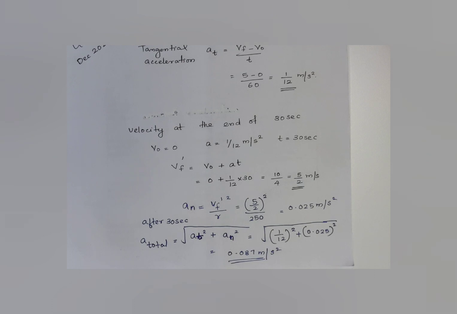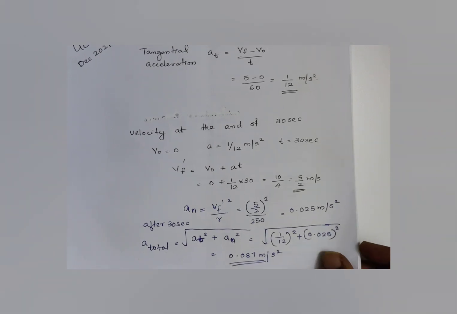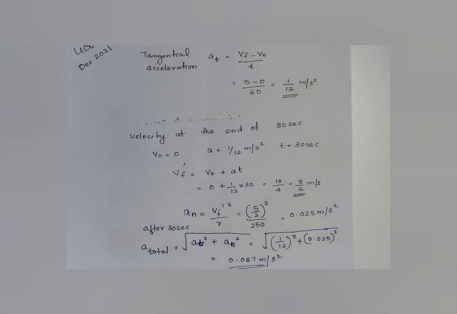Then you have to calculate the total acceleration. Total acceleration is equal to the square root of at square plus an square, that is equal to 0.87 meter per second squared. After calculating the total acceleration, you can calculate the direction of total acceleration using the equation tan theta is equal to an by at.